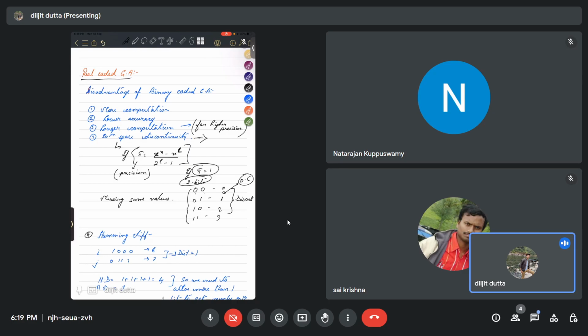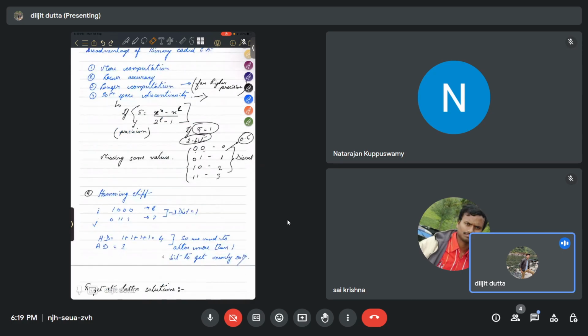To deal with such problems, we have to move to something called real coded GA. This is called solution space discontinuity, where we are not searching continuously in the solution space.